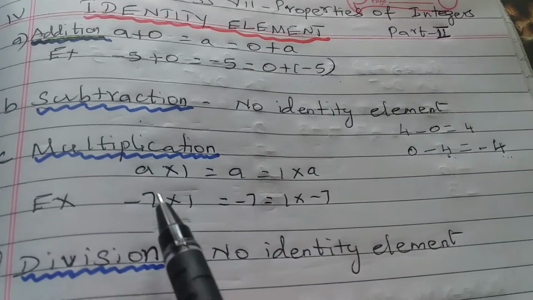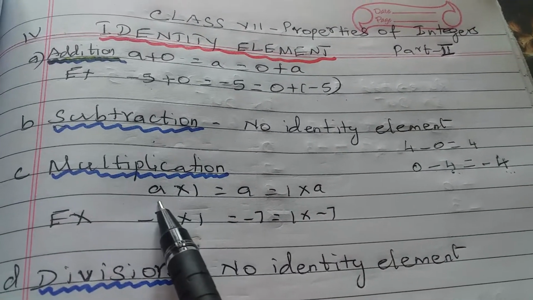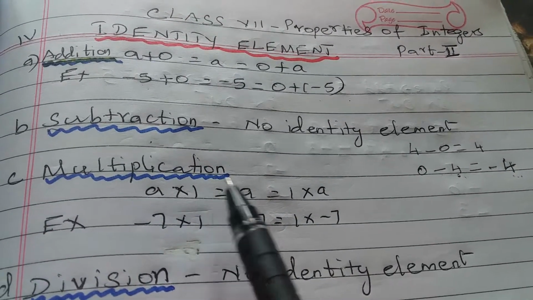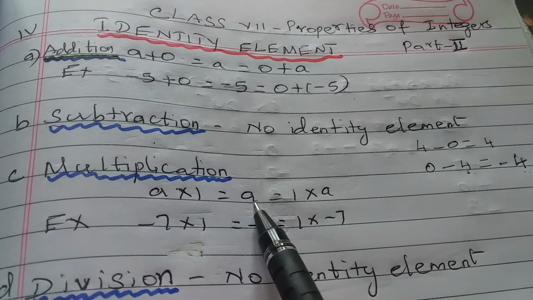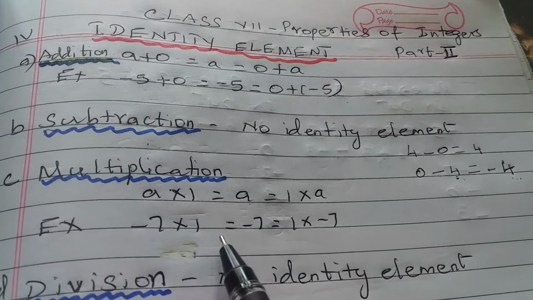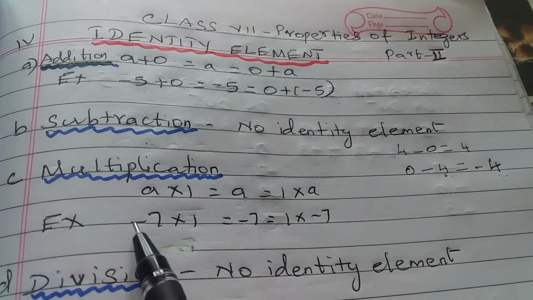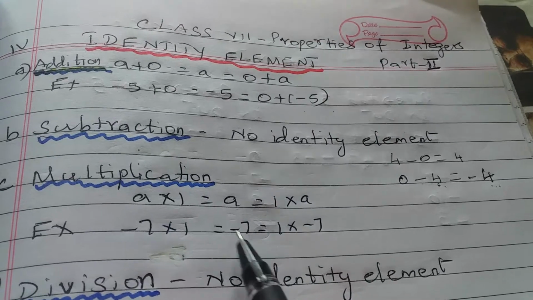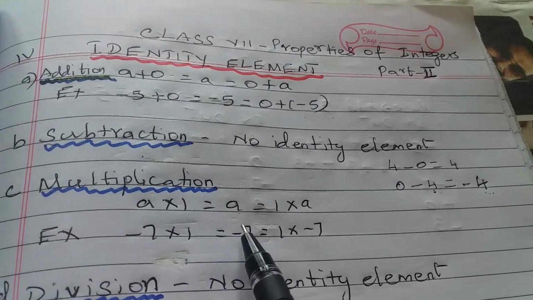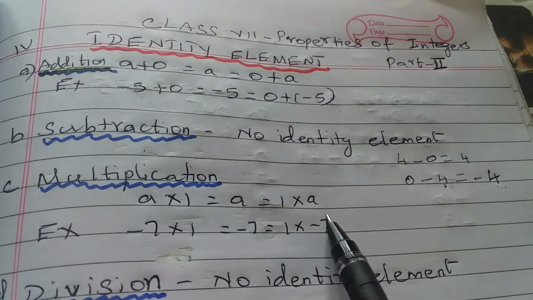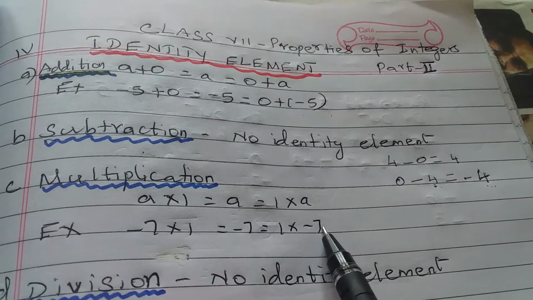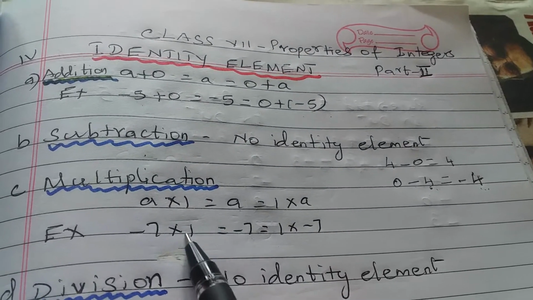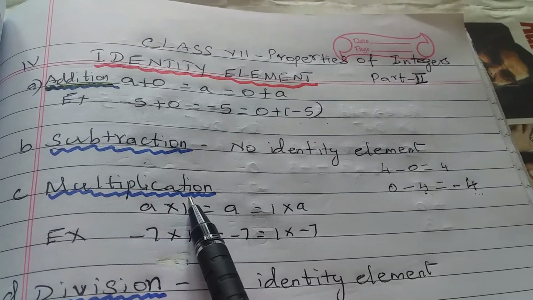And we'll see multiplication. When you multiply a number, A is some integer, into 1, or 1 multiplied with A, however you multiply, your answer, your product is A itself. For example, -7 into 1, or 1 into -7. See, multiply plus into minus, two different signs, minus, and 7 ones are 7. So however you multiply, the given number is -7 and answer is also -7. Even after multiplying, we are getting the same -7. So this one is called identity element of multiplication.